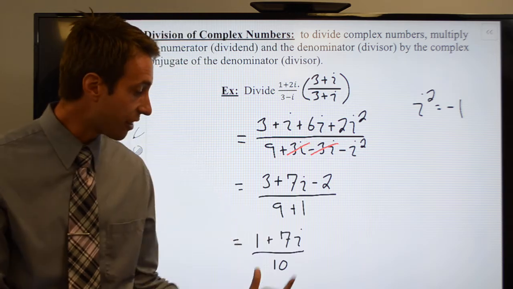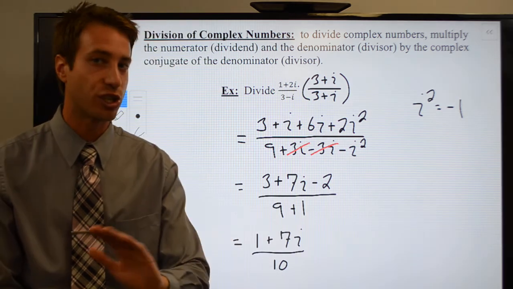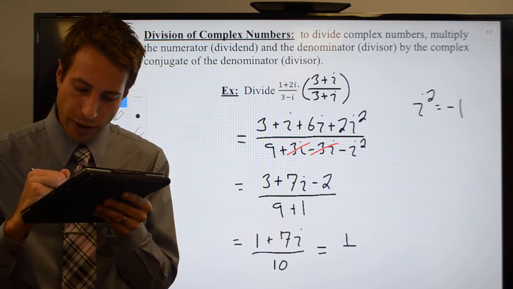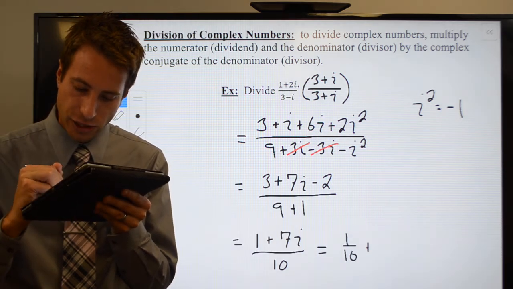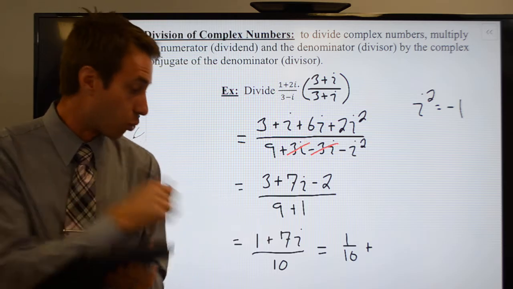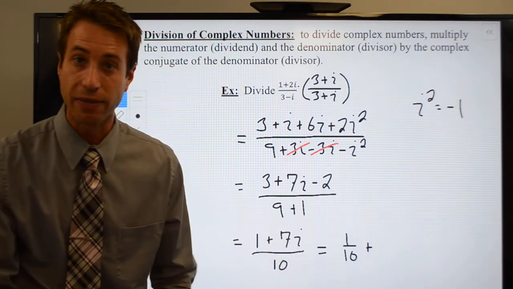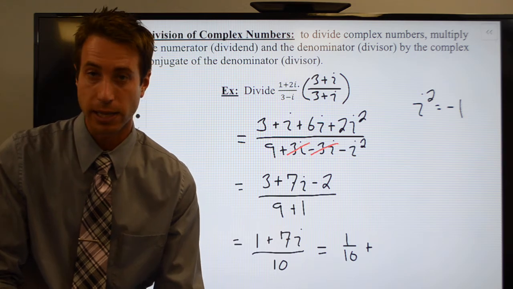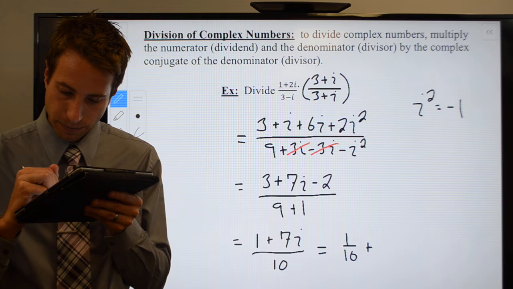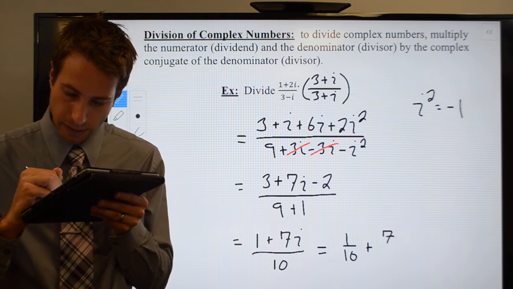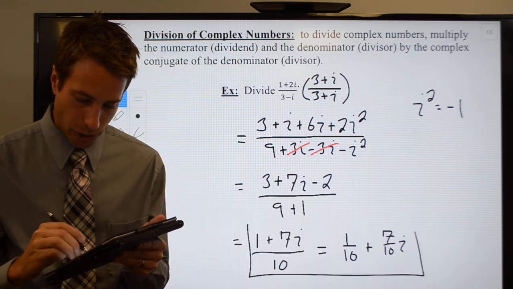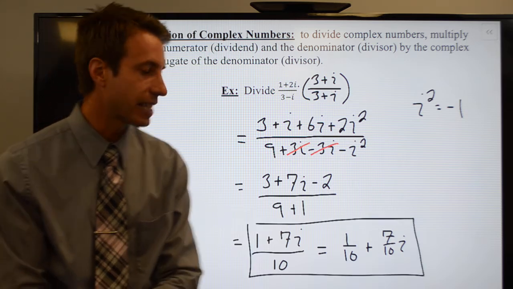Now, you can either leave your answer like this, which is perfectly acceptable, or you could rewrite your answer by splitting the complex number up into its real part, 1/10, which is a real number, and into its imaginary part, 7/10 i. Either one of those is a perfectly acceptable answer.